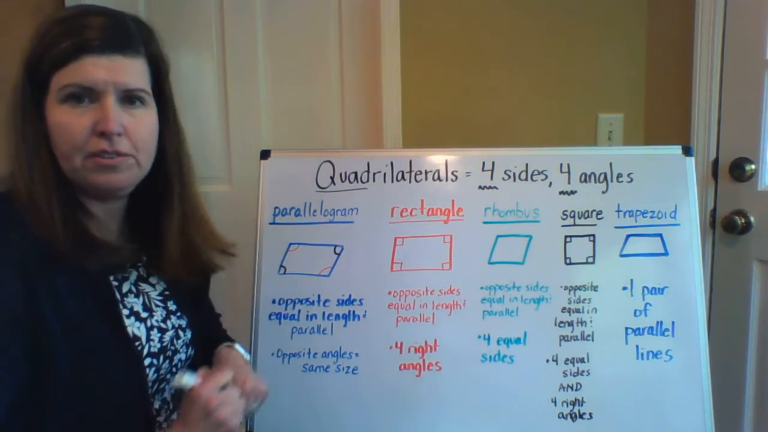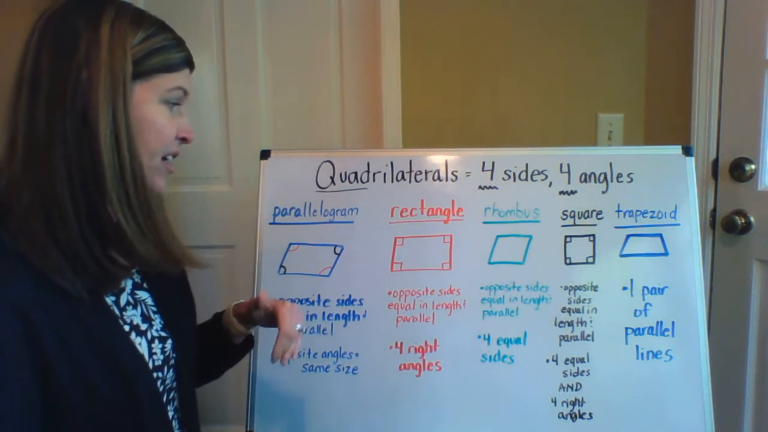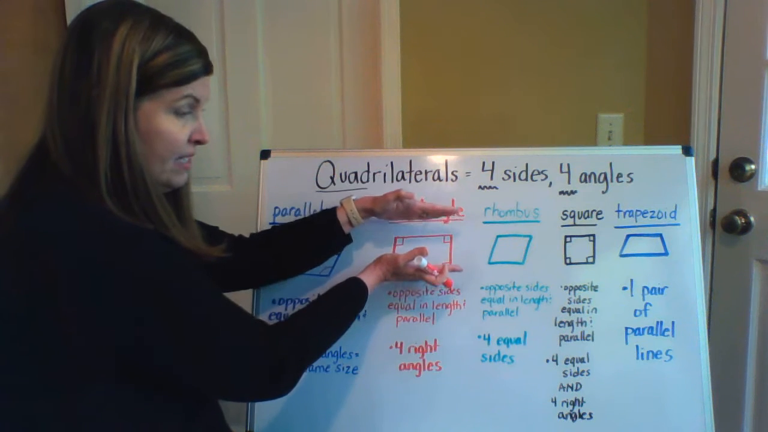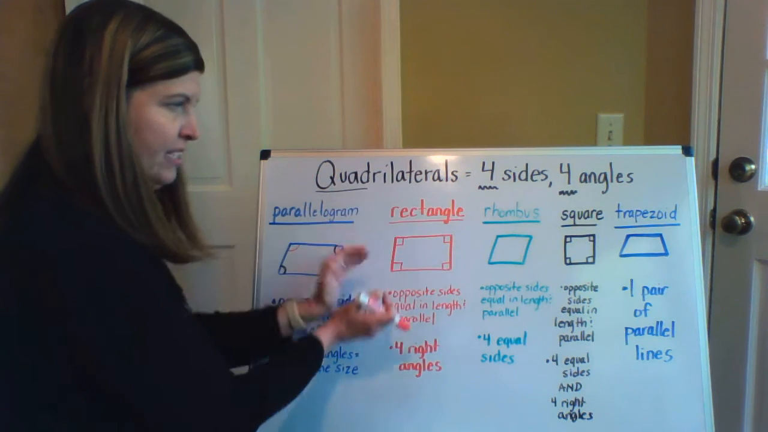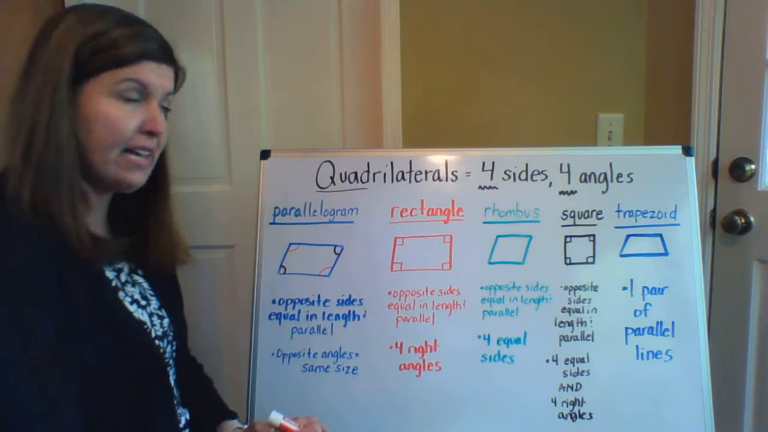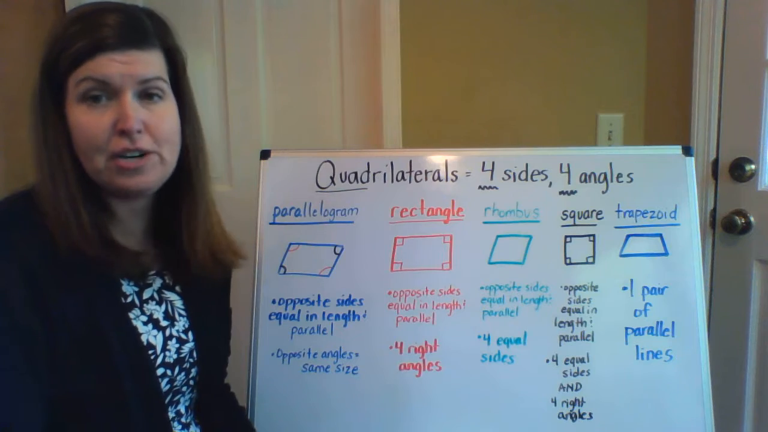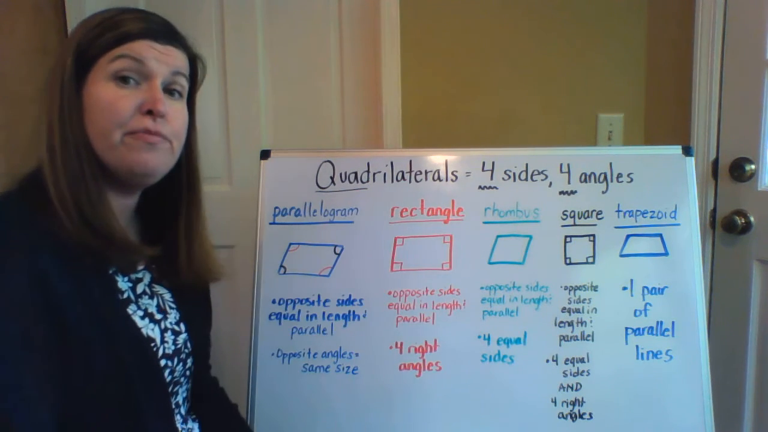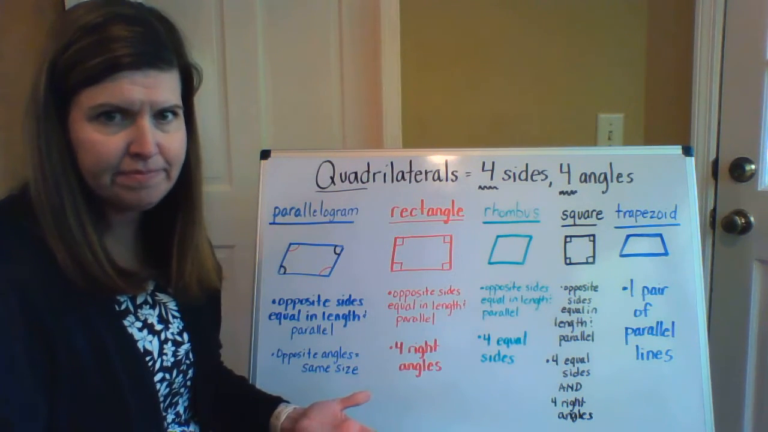The next quadrilateral we're going to talk about is a rectangle. You guys are really familiar with rectangles, I know. Same thing that we said here. The opposite sides are the same length. So the top and the bottom are the same length, and the sides are the same length. And it has 4 right angles. So as you can see, all 4 corners make a 90-degree angle, or a right angle.